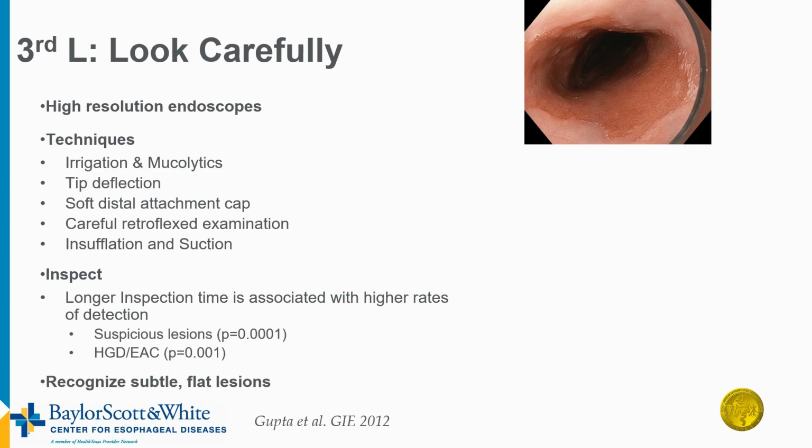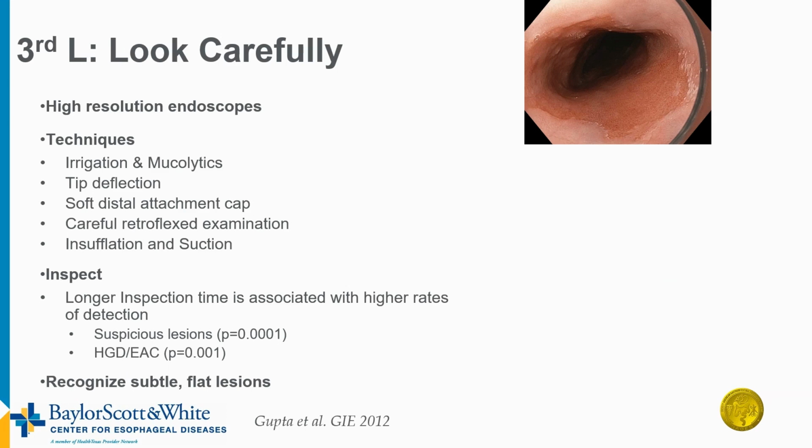We should look carefully and try and use the best scope that we have as our main tool. We now have high-resolution endoscopes that provide 800,000 to 1 million pixels to allow for greater detail. Also, endoscopic techniques, such as irrigation and mucolytics if needed, help expose surface area. Tip deflection and the use of a soft distal attachment cap can help examine the mucosa en face and expose areas between folds like at the GE junction.